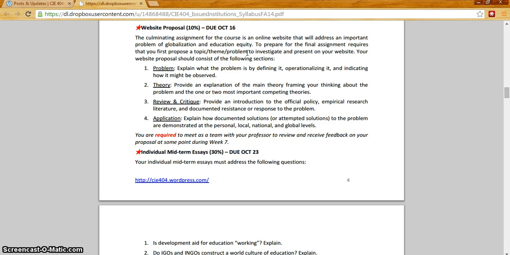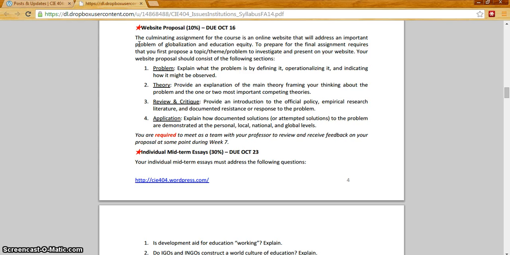So the website proposal is your first attempt at this. It's 10% of your grade. It's due October 16th, and it points out that the culminating assignment for the course is an online public website that will address an important problem of globalization and education equity, because remember, we're talking about poverty reduction and human rights as sort of key elements to our international development and education issue. So to prepare for the final assignment, it requires that you first propose a topic or a theme or a problem to investigate and then present on your website.